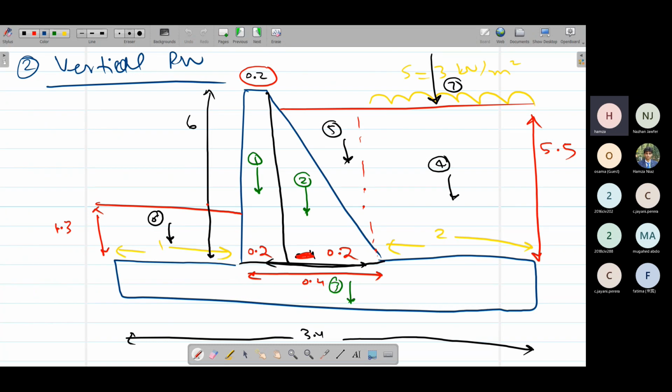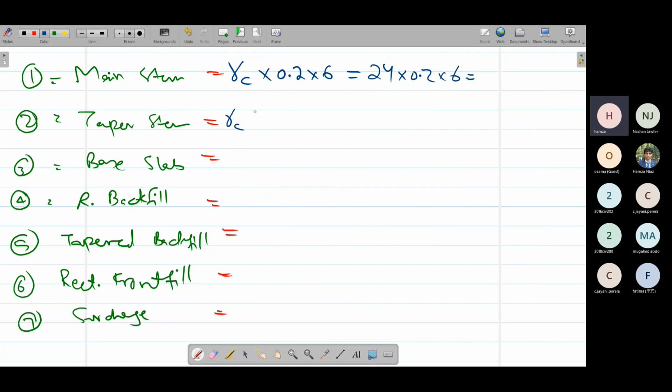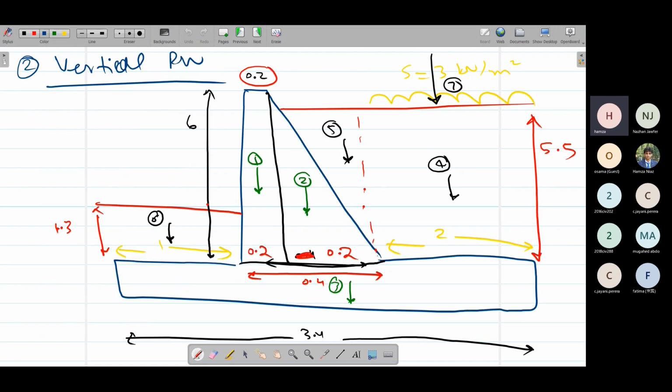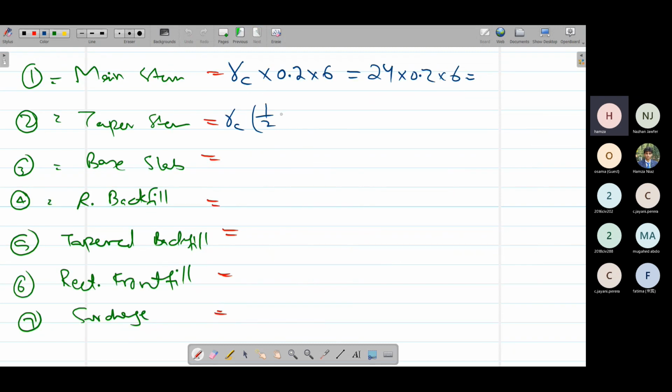Similarly, for this triangular portion, that would be gamma of concrete multiplied by area. The area of a triangle is 1 by 2 base into height. The base is 0.2, height is again 6. So 1 by 2 into 0.2 into 6. This way we can get the taper stem weight.